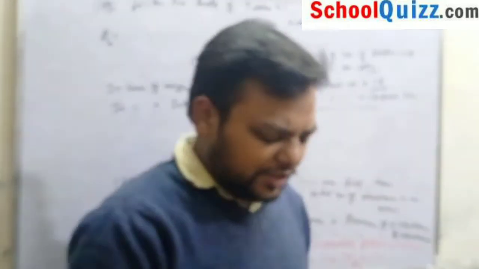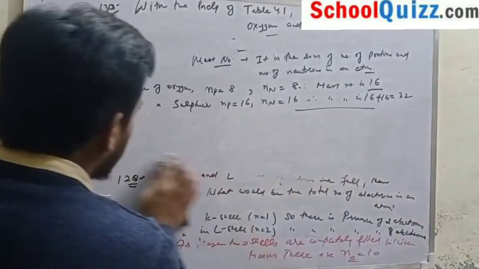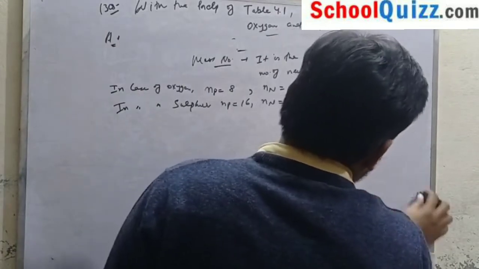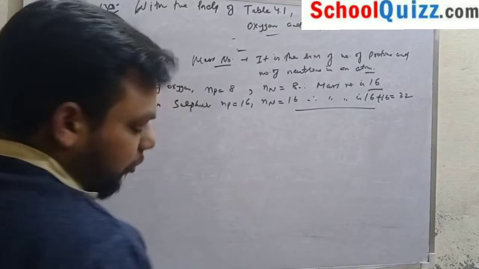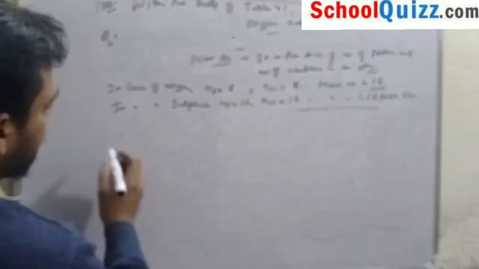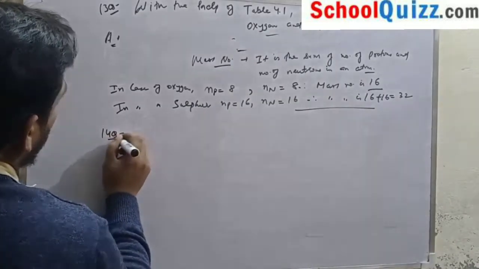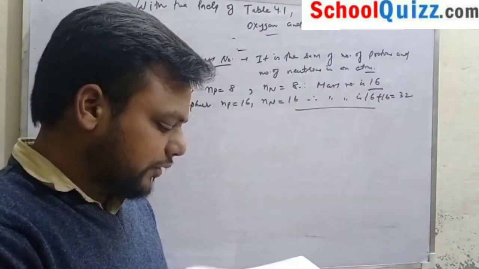Okay students, very easy questions. This chapter is very easy, that is, structure of an atom, and it is very important from the paper point of view. Now we will move to question number 14. Last two questions are left.